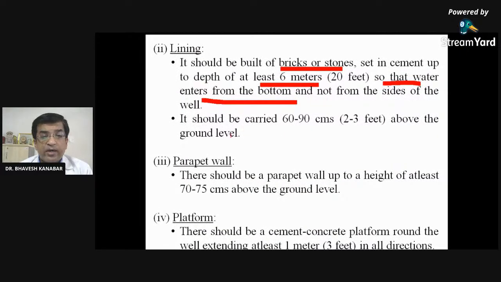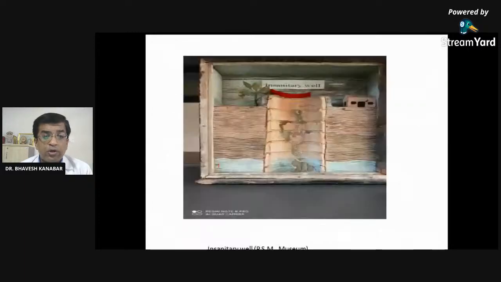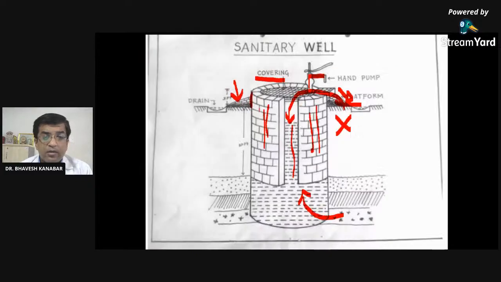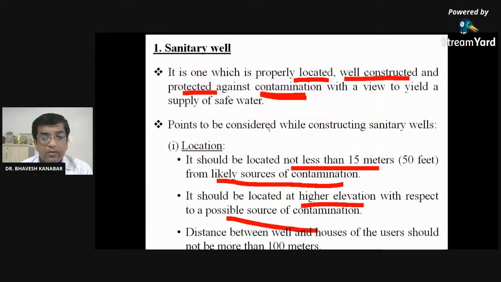And not from the side, it should be carried 60 to 90 centimeters, 2 to 3 feet, above the ground level also. Here you can see that above the ground level this lining is there. This is the part which is above the ground level.